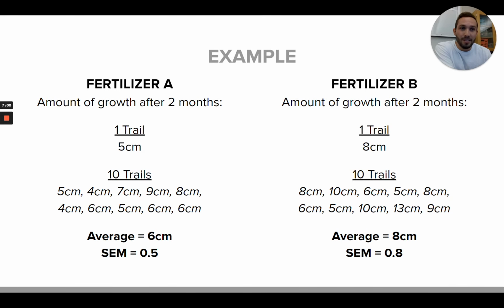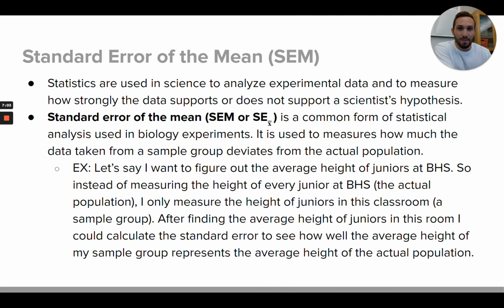We're going to talk about standard error and how we use it and why I knew that by looking at these numbers. And so, like I already said, statistics are important in science so that we can actually analyze the data we get from our experiments and see how strongly that data supports or does not support our hypotheses. So the standard error of the mean, a lot of times we just say SEM, is a common type of statistics we use in biology experiments, and in AP Bio, this is one that you guys need to be familiar with. You're going to see it all year long. And so basically it's used to measure how much the data that you took from a sample group deviates from the actual population that you were trying to study.